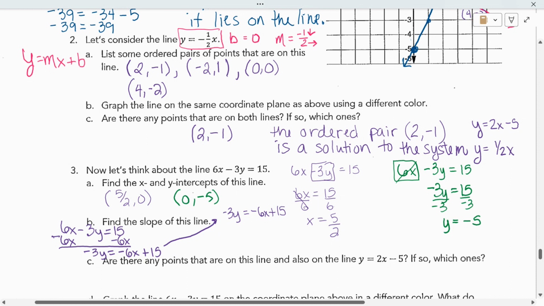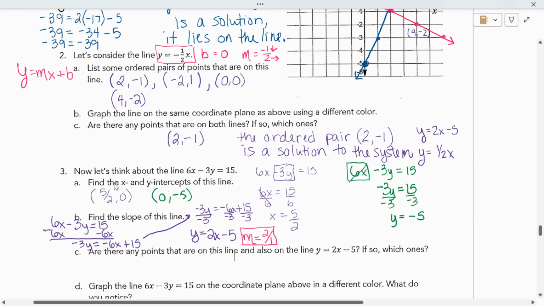What do I do now? You divide it all by 3. Yeah, by what? By negative 3. Good job. Going to divide every single term by negative 3. So y equals a negative divided by a negative is a positive, and 6 divided by 3 is 2. So y equals 2x. 15 divided by negative 3 is negative 5. So my slope is 2 over 1.